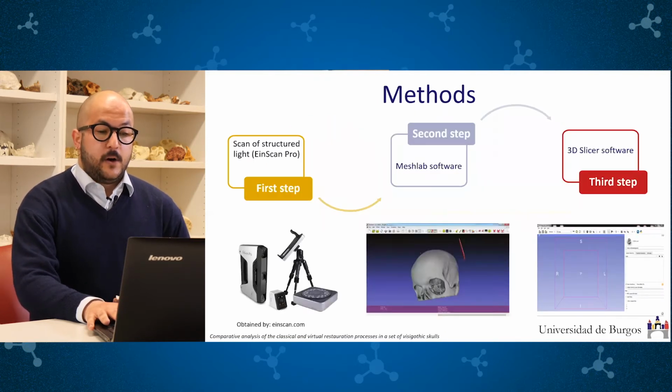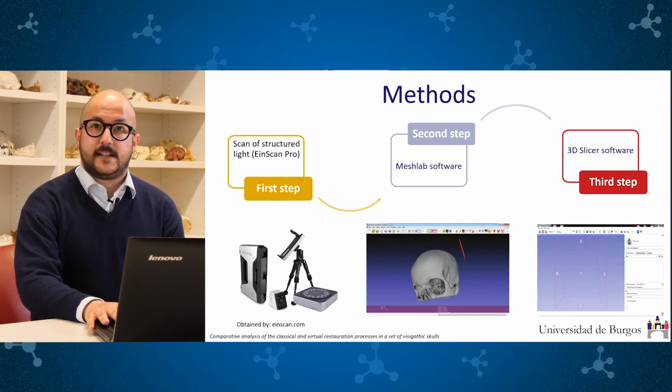The first step was a 3D scan of every bone fragment with an Einscan Pro structured light scanner. The principle of the structured light 3D scanner consists of projecting a known pattern onto the object, and the deformation of this pattern on the surface is acquired through a camera, and 3D coordinates are obtained. The second step was to mesh the virtual model with the Meshlab software. The third step was the 3D Slicer software, where we reconstruct a virtual scan.